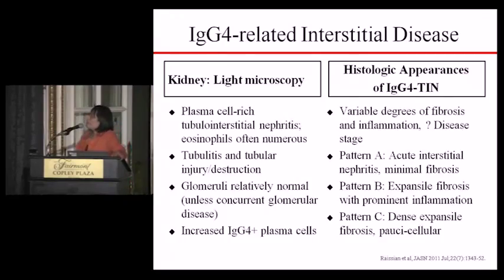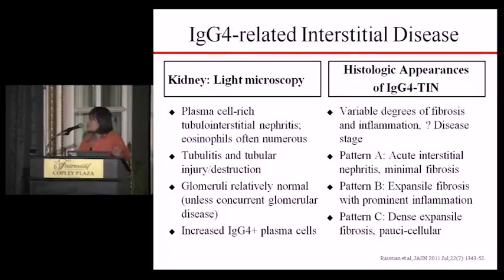Okay. What is the histological or pathological pattern? IgG4 related interstitial nephritis usually has a plasma cell-rich infiltrate. The glomeruli are relatively normal. This is another condition, in addition to aristolochic acid, where the glomeruli are relatively normal. Okay, and in the serum, there's increased IgG4 plasma cells. Histologically, it has a variable degree of fibrosis.